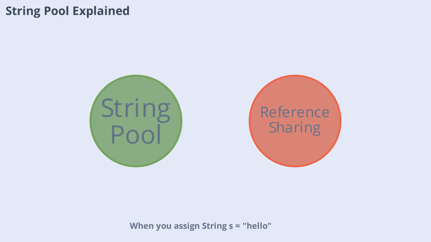Java uses a special area called the string pool to store literal strings. When you assign String s = "hello", Java checks if "hello" already exists in the pool. If it does, your variable points to the existing object, saving memory. This is why strings are so efficient, but it also leads to some tricky behavior when comparing strings or creating new ones.